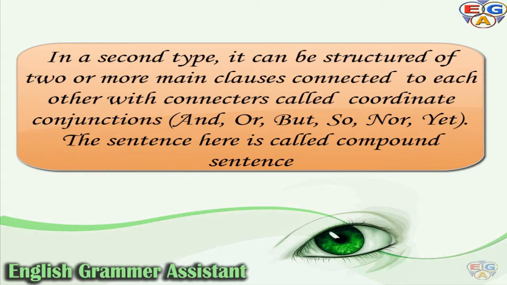In a second type, it can be structured of two or more main clauses connected to each other with connectors called coordinate conjunctions. Of these connectors: and, or, but, so, nor, and yet. A sentence of this form is called a compound sentence.